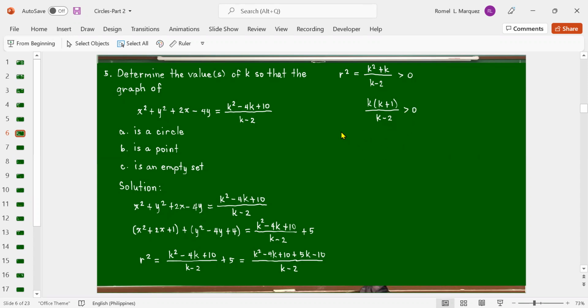Now using a sign chart, we have a number line for k. Here, what are the critical numbers? In the numerator, we have 0, -1. In the denominator, 2. Okay? So let us arrange these critical numbers on a number line. We have here -1, 0, and then 2.